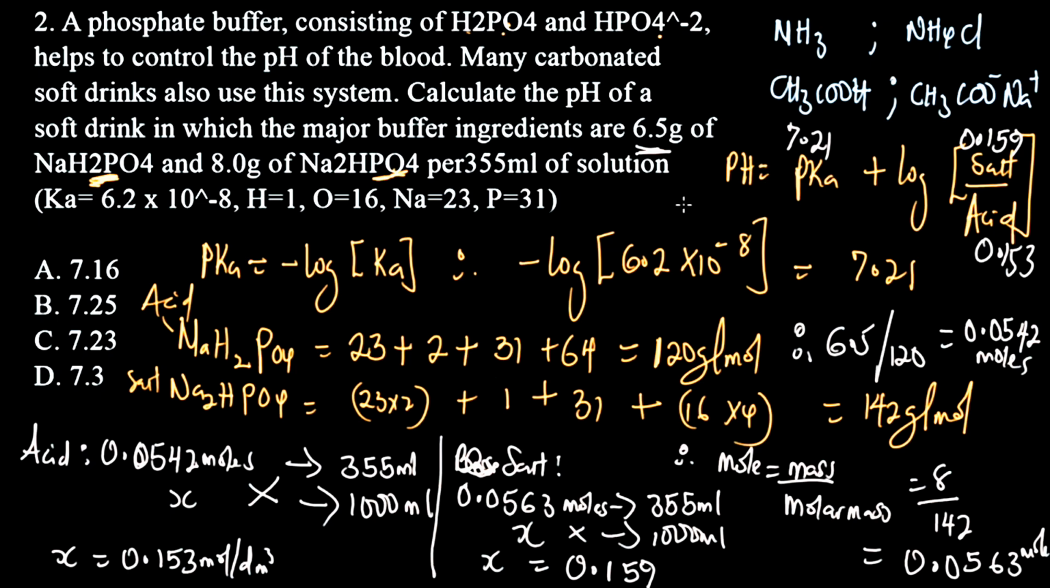So when we do everything, we have our pH equals 7.21 plus 0.02, and that gives 7.23. So the right answer is C, option C, 7.23.